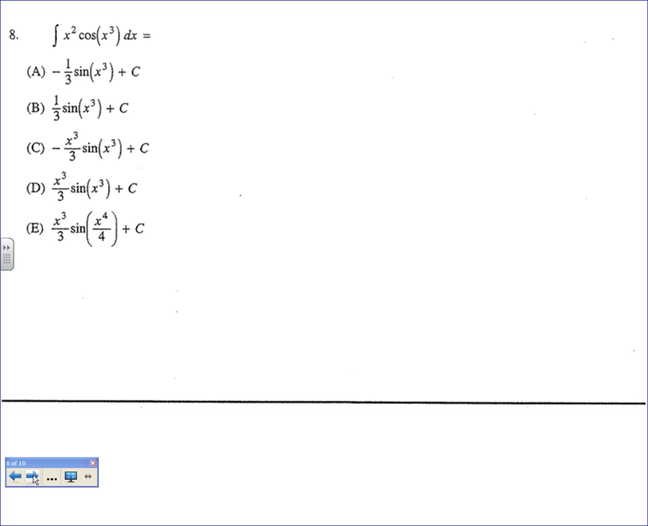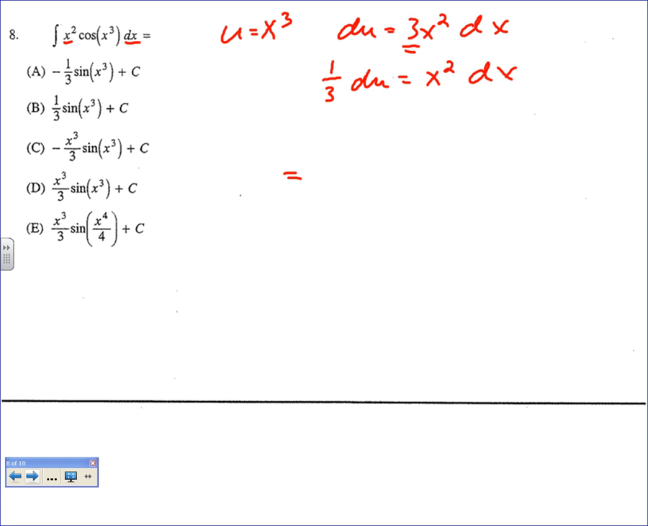Question 8 asks for an indefinite integral. Looks to me like substitution is in order. If we let u equal x cubed, then du has got to be 3x squared dx. We don't need the 3, right? So we multiply both sides by 1/3 to get our x squared dx. So first we take our x squared dx out and write in its place 1/3 du, which is the same thing as x squared dx.